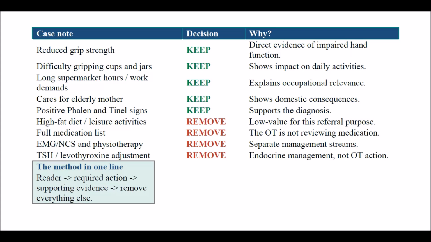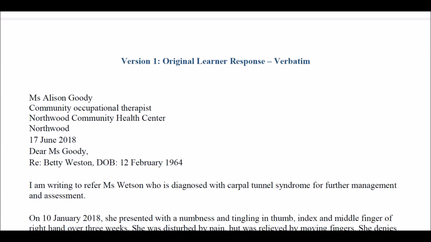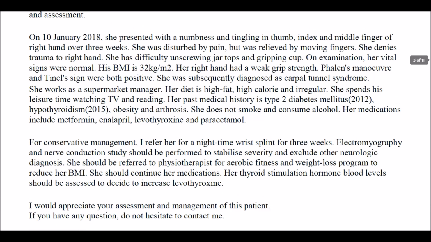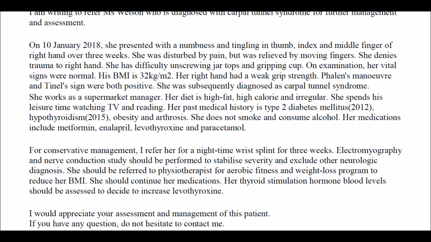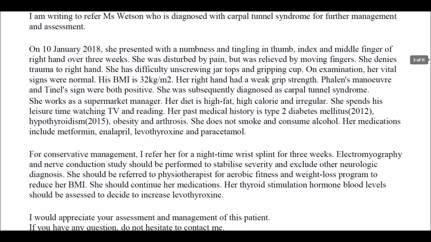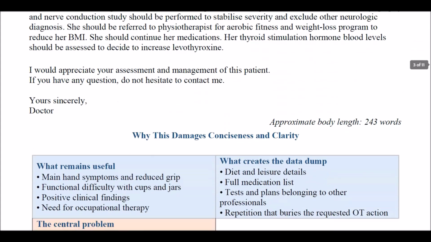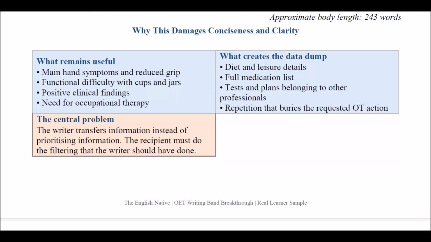So, right, so the method in one line. For the reader, we just need the required action, the evidence, and remove everything else. So let's take a look. As we saw, this was the original. She did this, her diet's this, her diet's that, and so on. Again, you can pause this and have a look and see for yourself what is relevant and what's not.